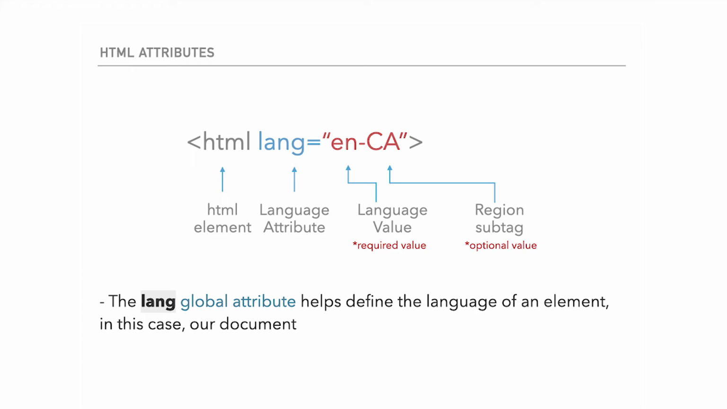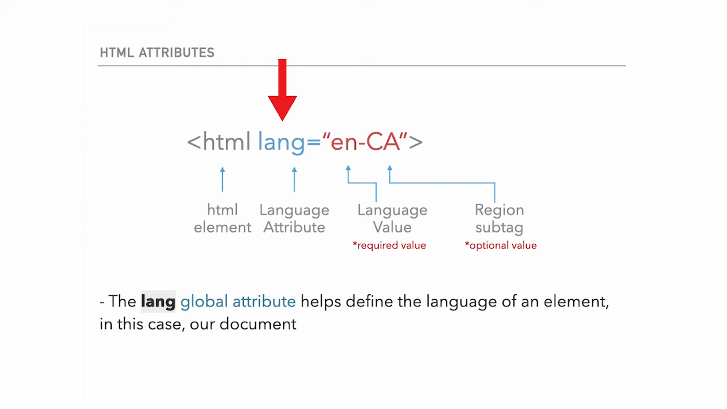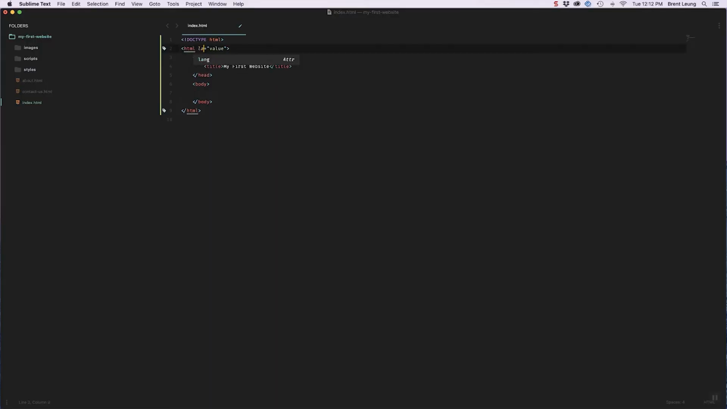So on our HTML tag, we're going to substitute the attribute name for lang, L-A-N-G, and that stands for language. And you can see here the autocomplete is ready to go. So let's use autocomplete. Let's delete this and go L-A-N-G, enter. So it automatically puts in our equal and opening and closing quotation marks.